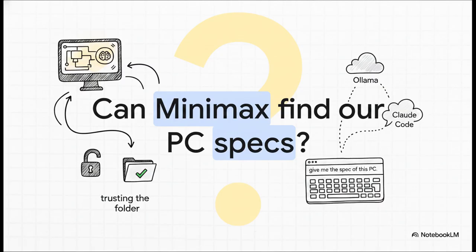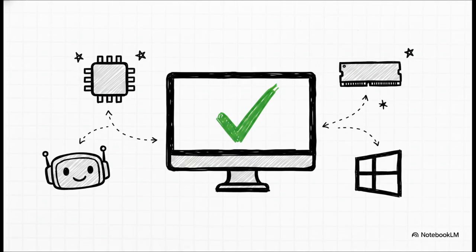We type a simple but very revealing prompt: "Give me the spec of this PC." Can the AI assistant, powered entirely by the Minimax model and routed through Ollama, successfully read our local machine's hardware? So the crucial point is, yes, it absolutely can. After asking for permission to run a few underlying bash commands, the model securely retrieves the data and spits back exactly what we asked for.